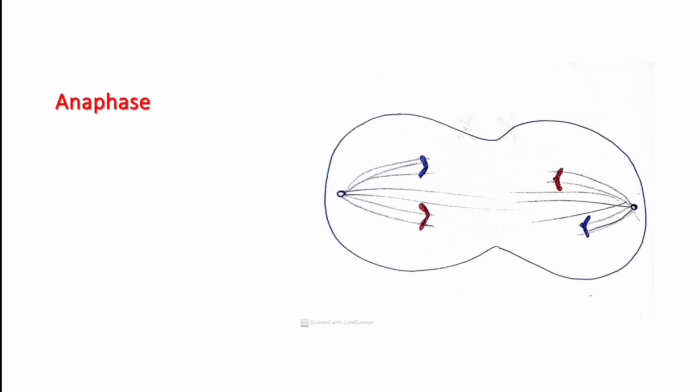And then we've got anaphase. During anaphase, what are we seeing? During anaphase, the sister chromatids are separated from each other and moved to opposite poles.